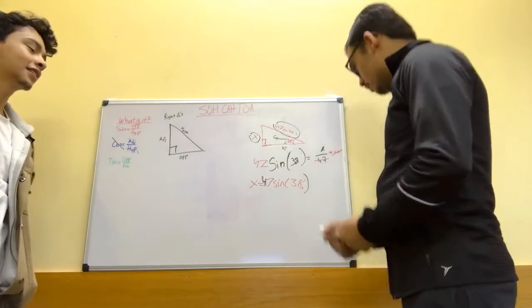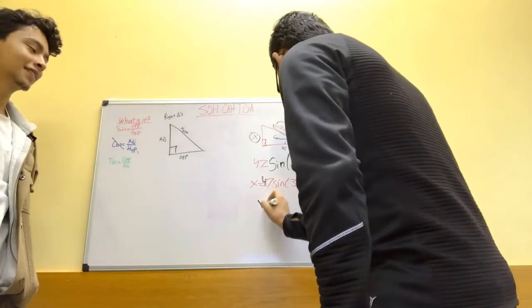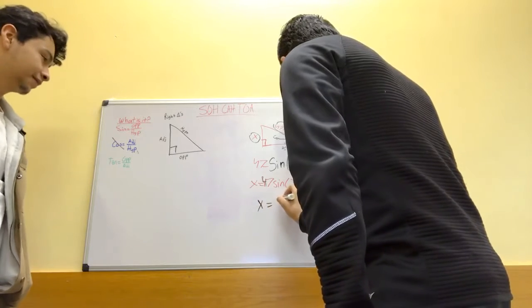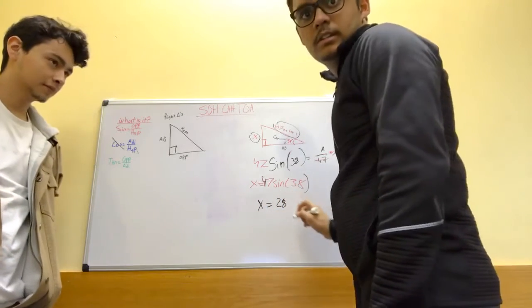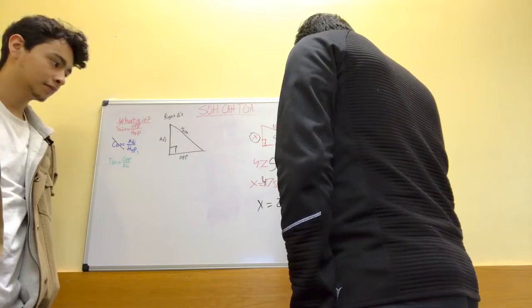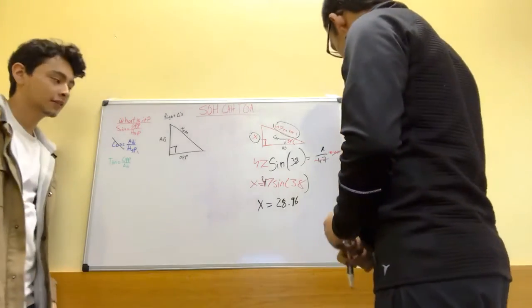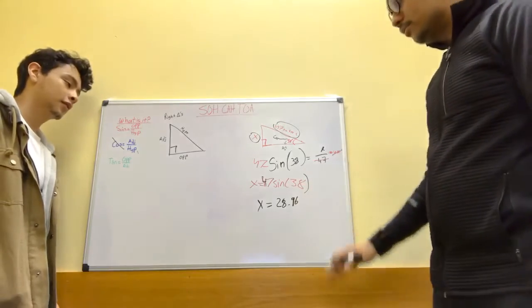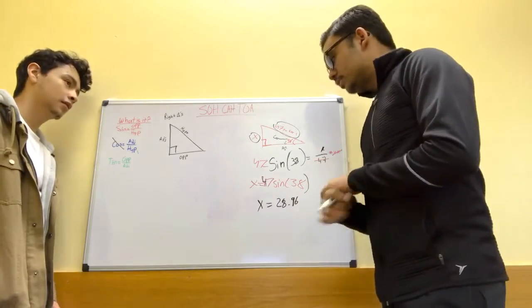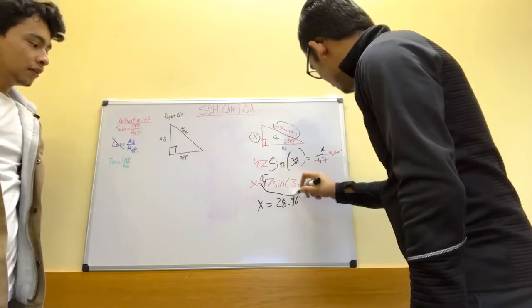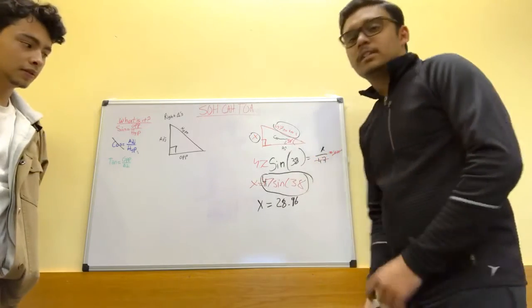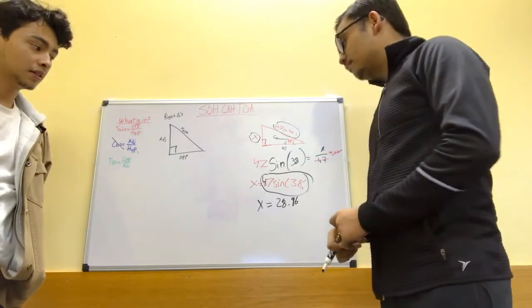Alright, so now the answer comes out as x equals 28.965. Voila. Okay, so how do we get this answer? So technically all we have to do is plug in 47 sine of 38 in the scientific calculator, so that way it brings out the answer.